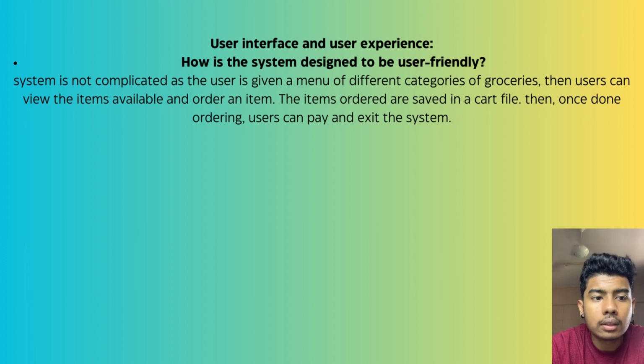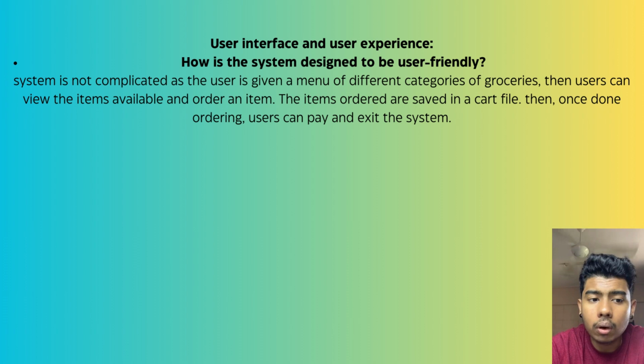The last thing is user interface and user experience. How is the system designed to be user friendly? The system is not complicated and it's easy to use, as the user is given a menu of different categories of groceries such as fruits, vegetables, meat, carb sauce and dairy. The users can choose a category, view the items available and then order an item by selecting its number.